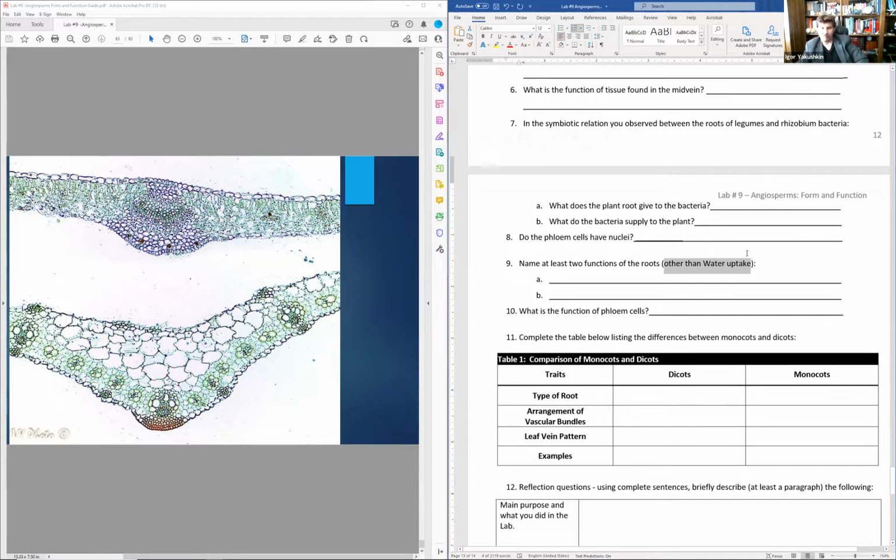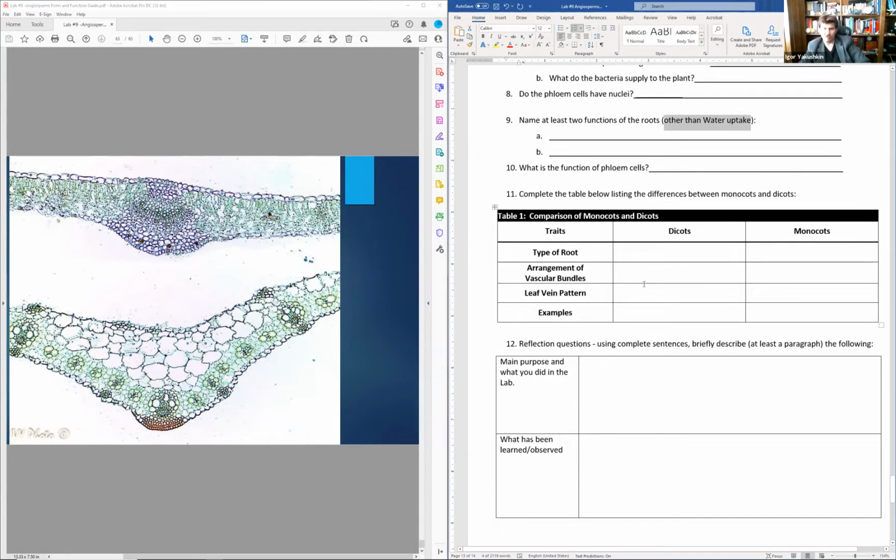Now let's take a look. Complete the table below between the monocots and dicots. All right. Type of root: tap root, TAP, a central root with secondary roots coming out. Here you have a fibrous root; you'll see a bunch of roots, and it's kind of hard to identify which one is the main root. Arrangement of the vascular bundles: in a ring around the stem in the dicots, spread throughout the stem in the monocots. Leaf vein pattern: pinnate or palmate in the dicots, parallel in the monocots.